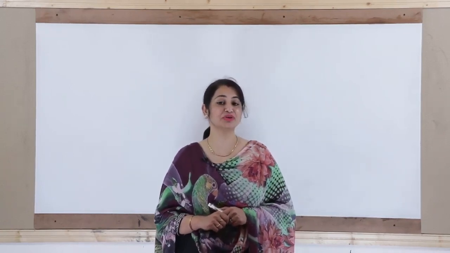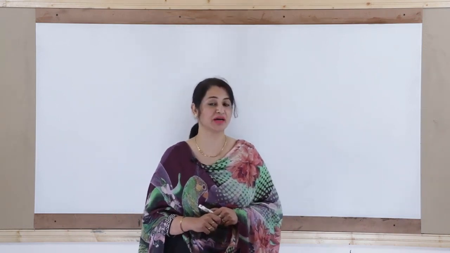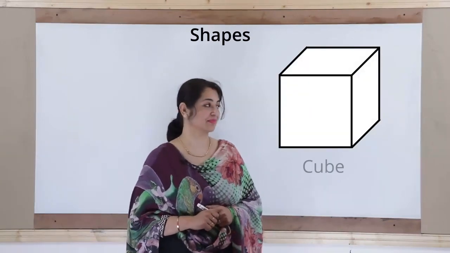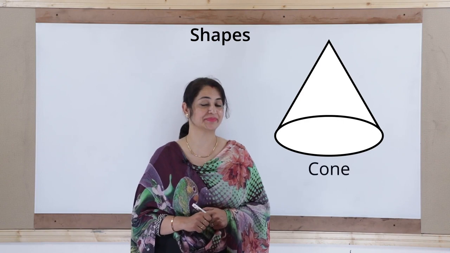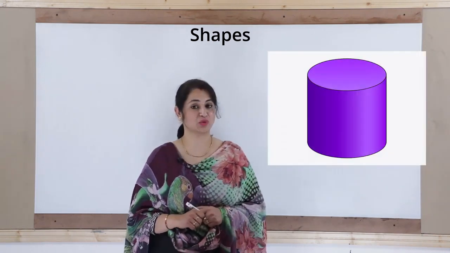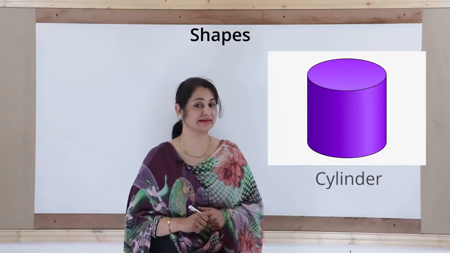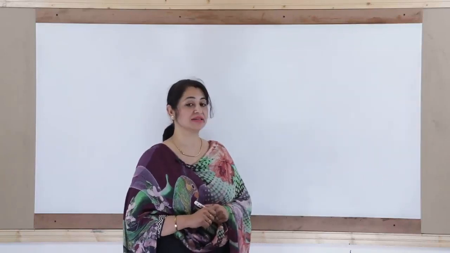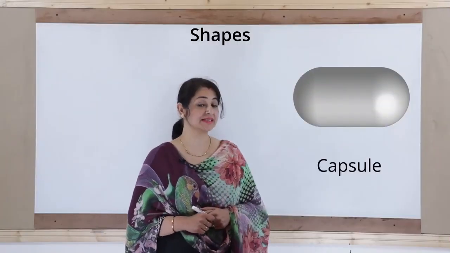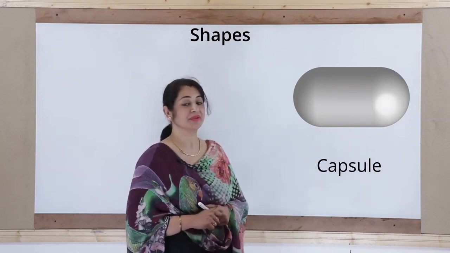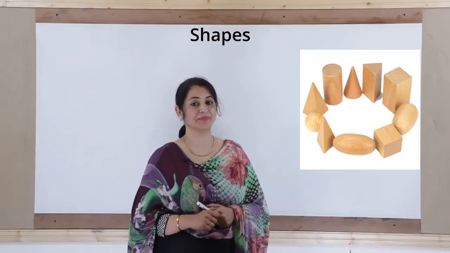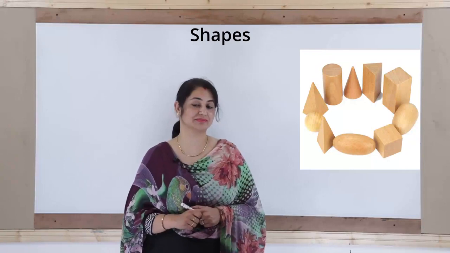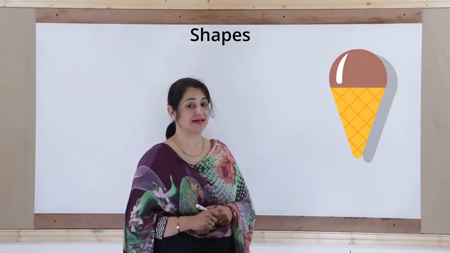So now, let me show you a few pictures and you will have to identify which shape is this. So look here. Which shape is this? Okay, and this one? Yes, and this one. What will you call this? Is it a cylinder? Look carefully. Okay, now look at this one, a capsule. Is it cylindrical? Okay, now look at this toy. Okay, now a toy for kids to play with. What is the shape of this toy? And this ice cream cone?